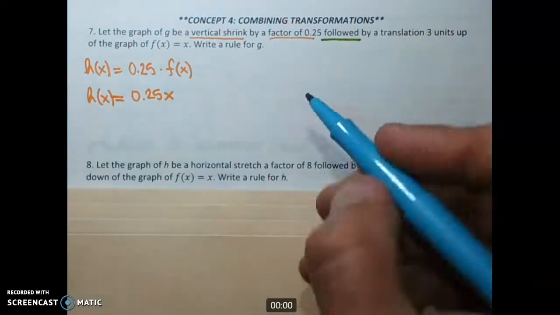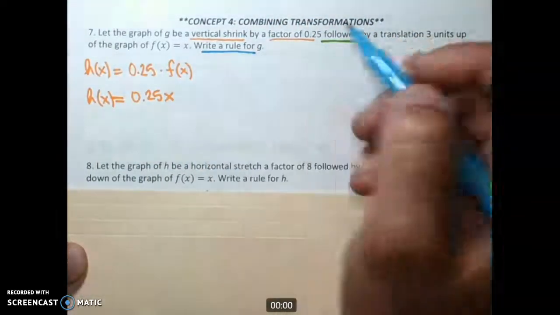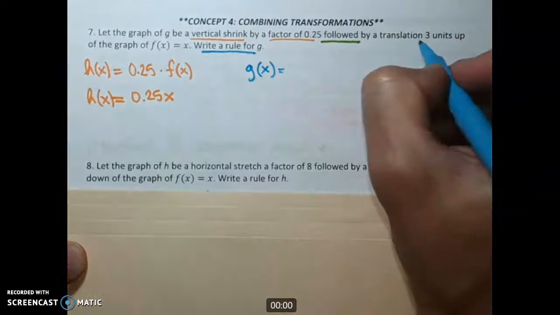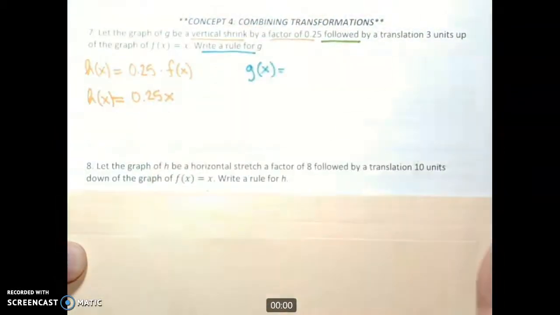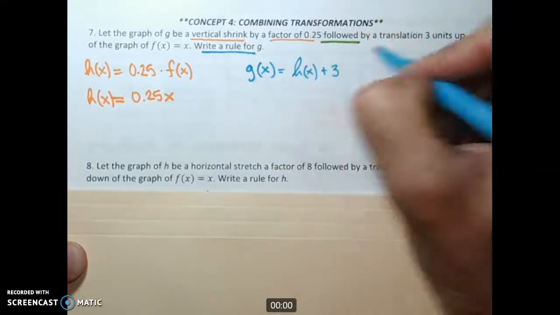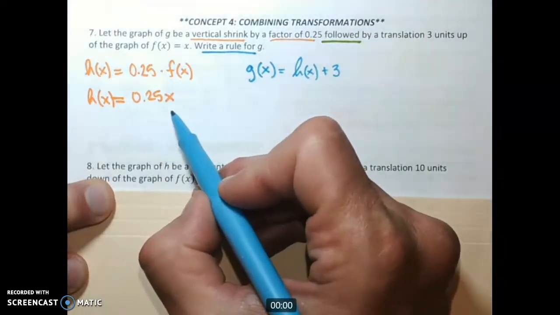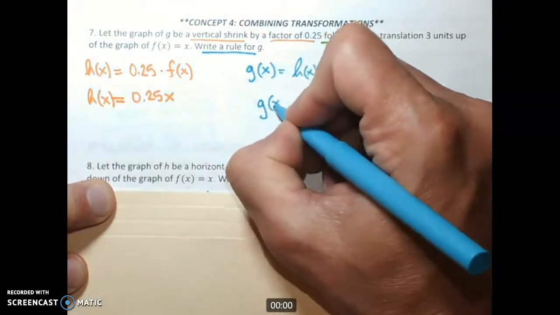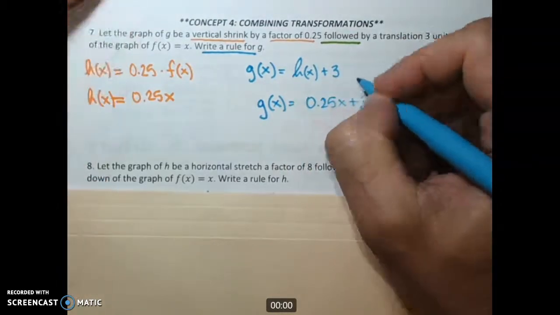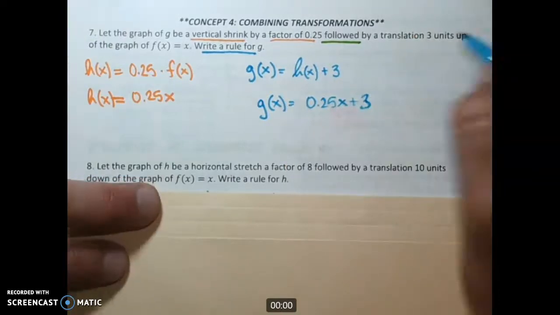Next, I'm going to write my rule for g, because I can see I only have 2 transformations happening. So now I'm ready for g. And g of x equals what? Well, it's 3 units up of what I just did, the transformation of h of x. So I'm going to write h of x plus 3. Now all I'm going to do is replace h of x with 0.25x and look to simplify. So g of x equals 0.25x plus 3. And I am done. I can't simplify this at all. And that is it.